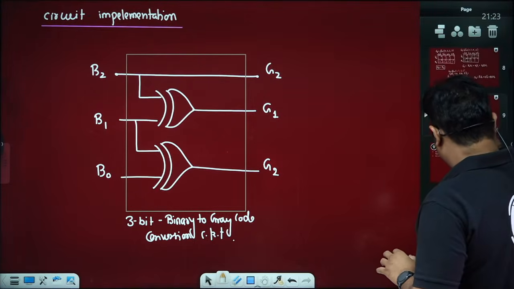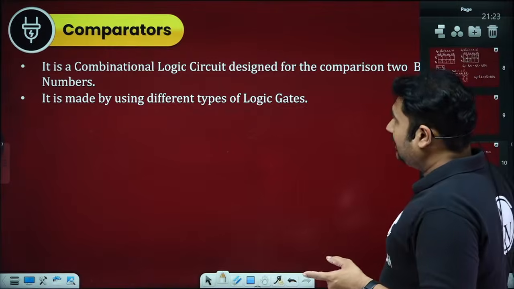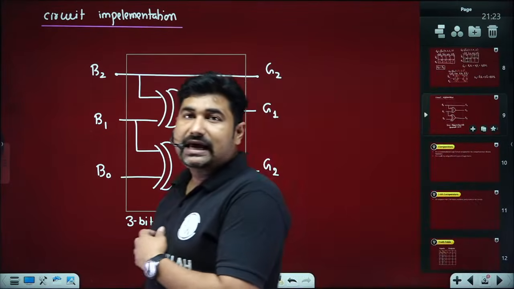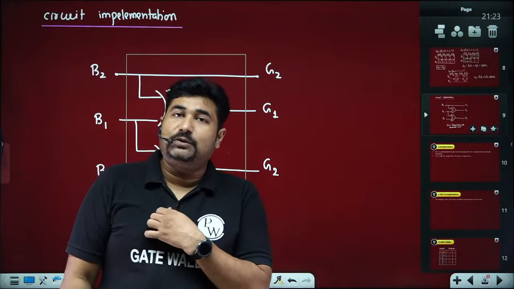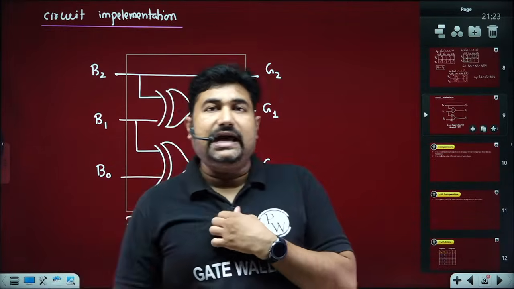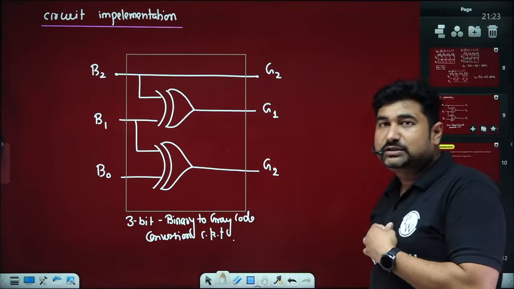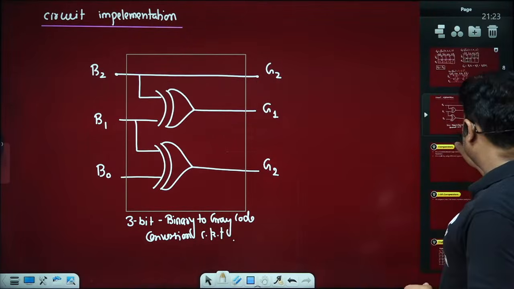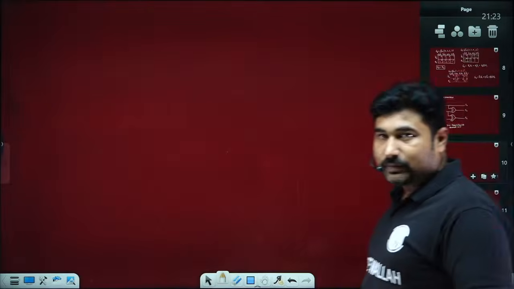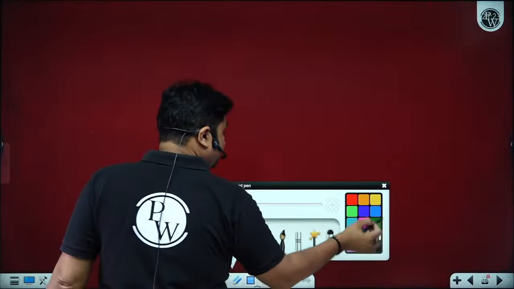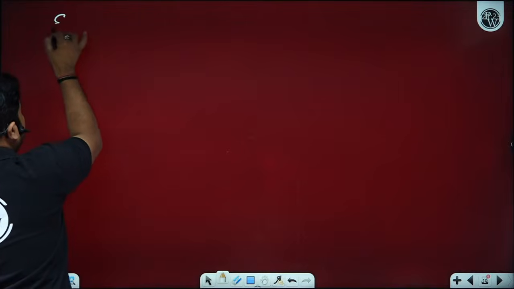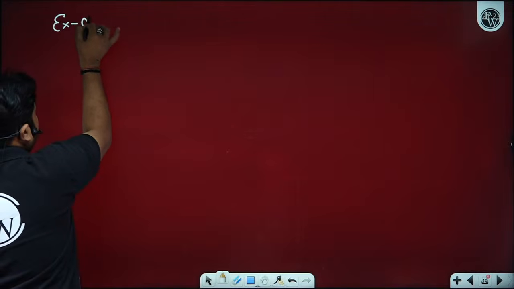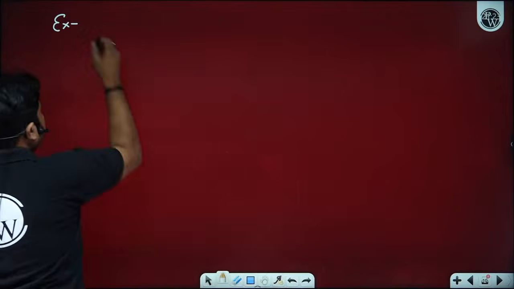Before moving towards a comparator, let me first tell you about the XNOR gate, because in logic gates I have covered up to the XOR gate. XNOR gate I haven't covered. So please observe the XNOR gate once. Okay, and then we will move towards the comparator topic. Yes sir. So this is the basic part which is left in logic gates. So let me cover the XNOR gate here.